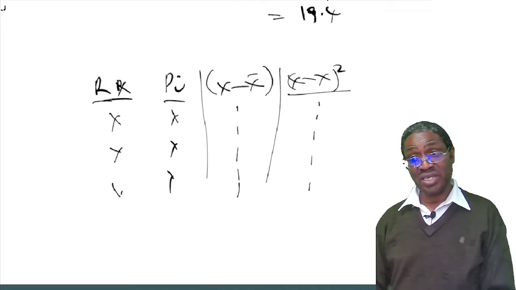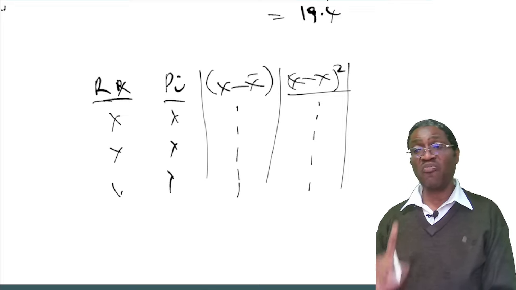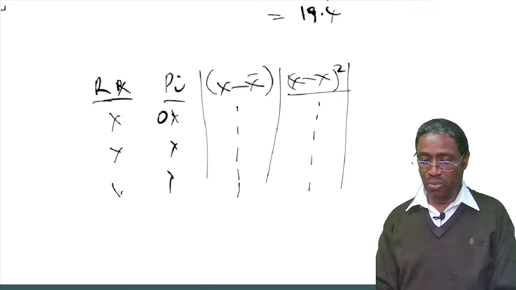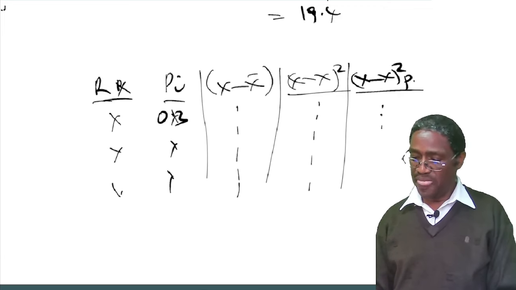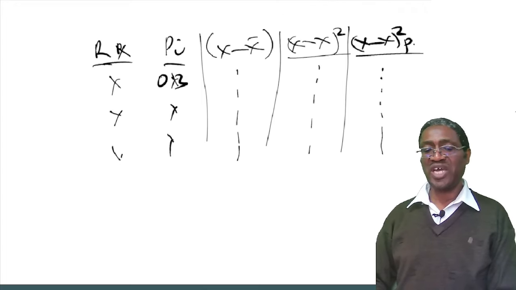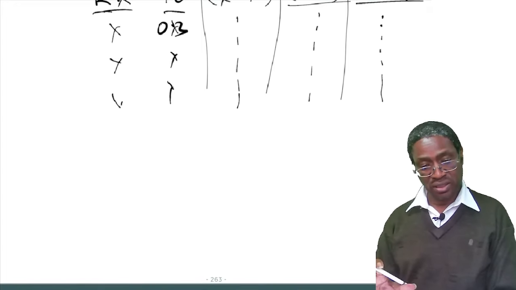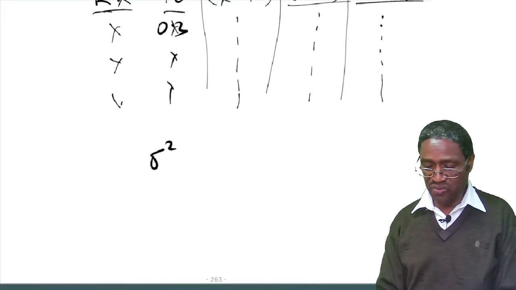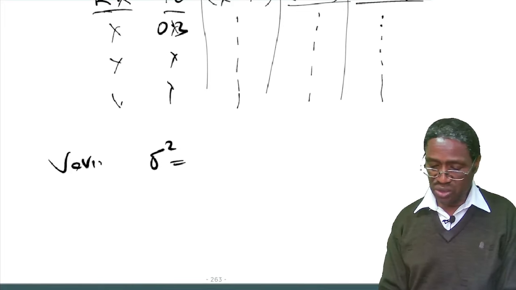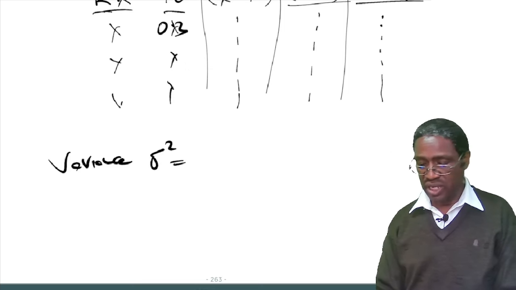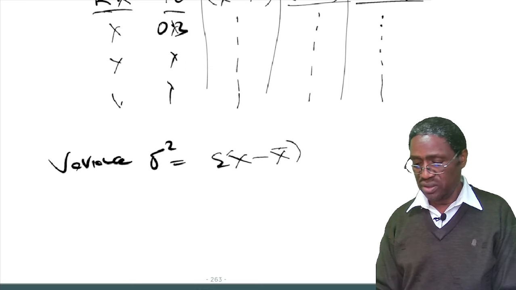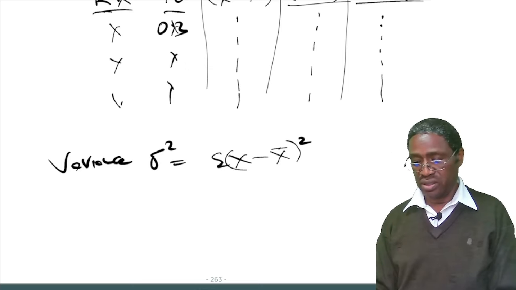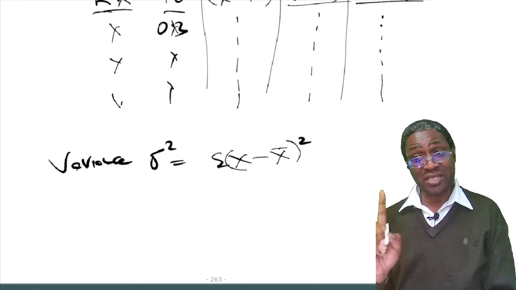This time, we are having an element of probability, this 0.3. So you will have another column of x minus x bar squared times its probability. Good. So to get the variance, I told you variance theta squared. What was the formula? It's x minus x bar squared. I divided by n last time.